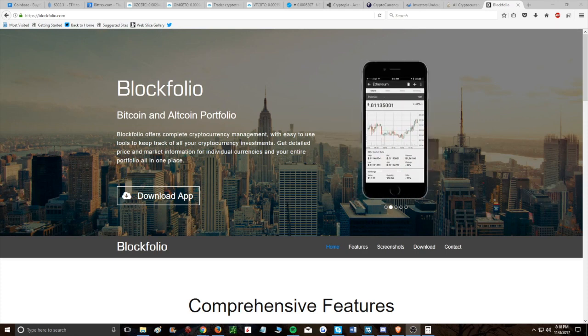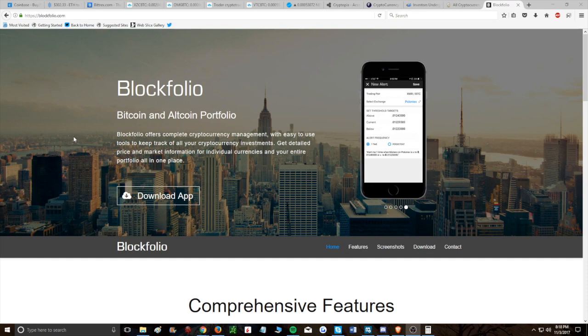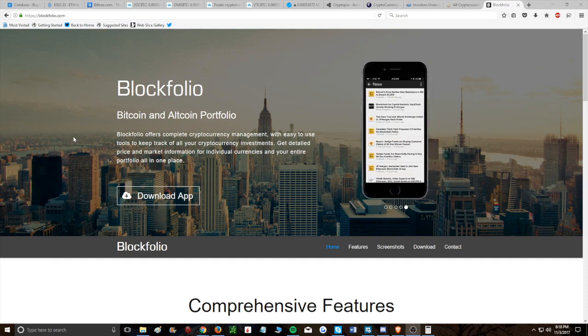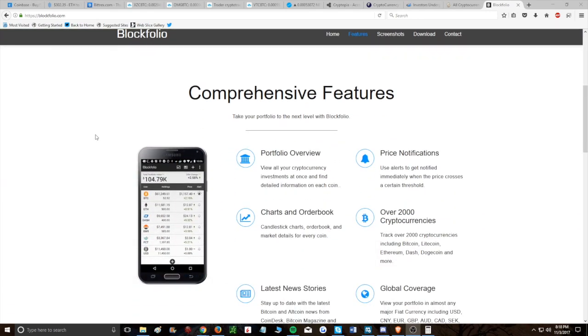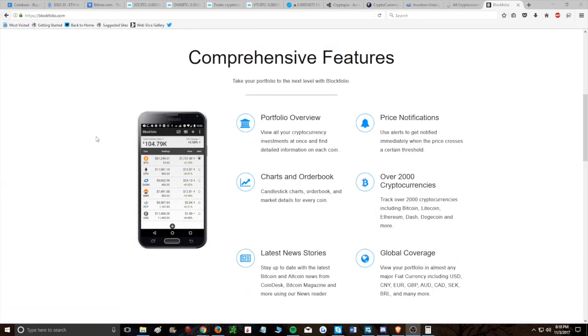Another great trading tool that I like to use is Blockfolio, and this is a mobile app. I'm not on mobile right now. I'm just showing you the website to show some of their features, but a lot of people use this, and I would recommend this for when you're not sitting on your computer at home, when you're on mobile, or when you're away from the computer.